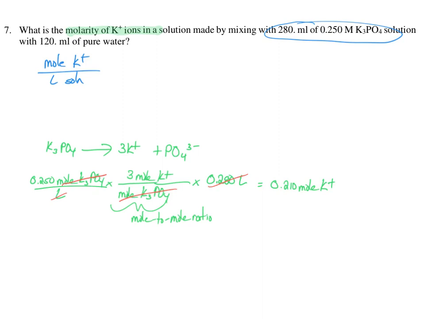We can plug that into our equation up here. So this is 0.210 moles potassium ions. Our liters of solution comes from our new solution volume, which is the 120 plus 280, or 400 milliliters, and that's 0.400 liters.